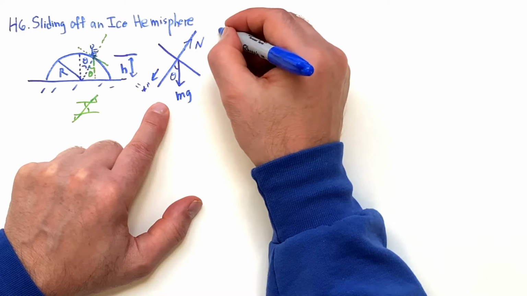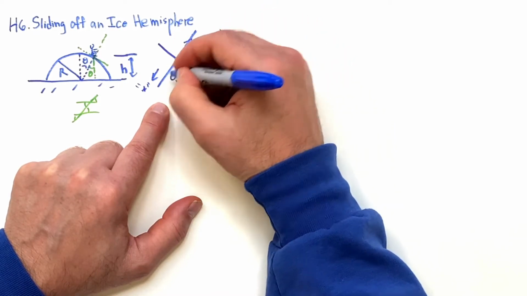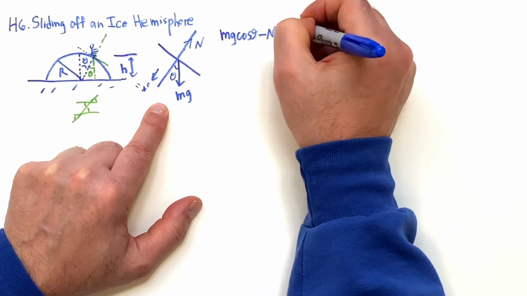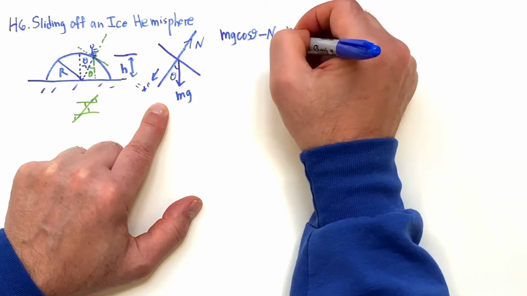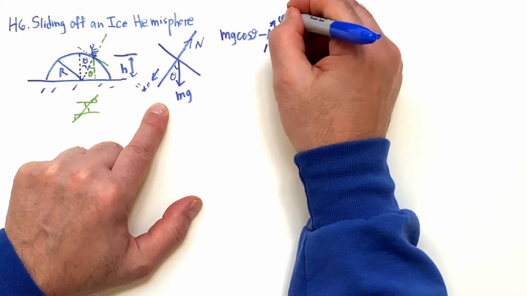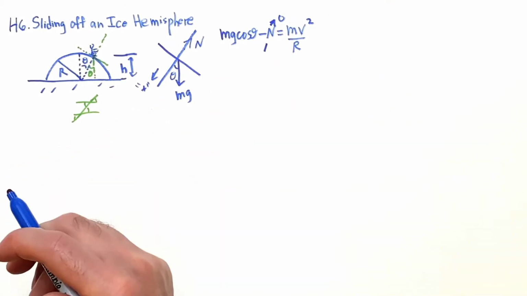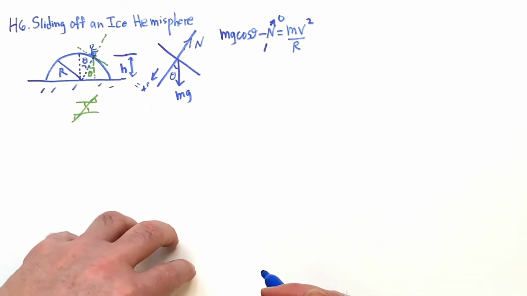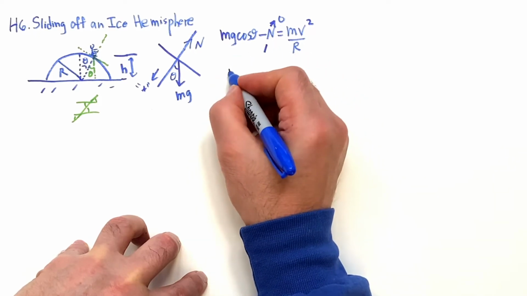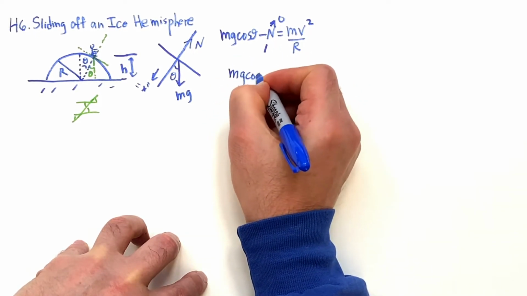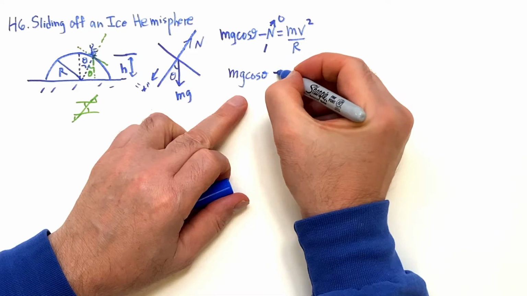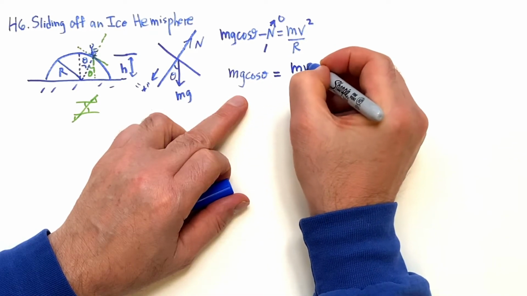I will pick plus this way because that's going to be toward the center of the circle for circular motion. And the equation in that direction is mg cosine of theta minus N is equal to ma, which is mv squared over r. Now I don't need the other equation because N is going to be 0 where the ice doesn't press on you anymore. That's when you leave the ice hemisphere. So this gets us immediately mg cosine of theta equals mv squared over r.